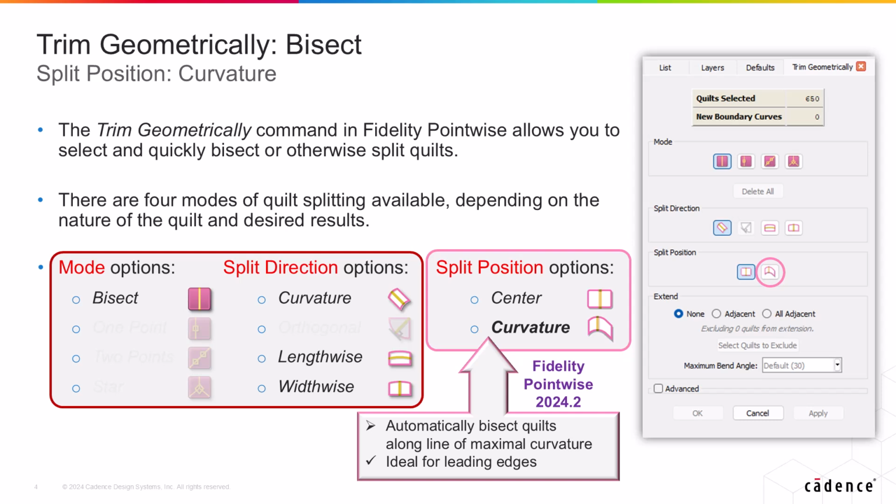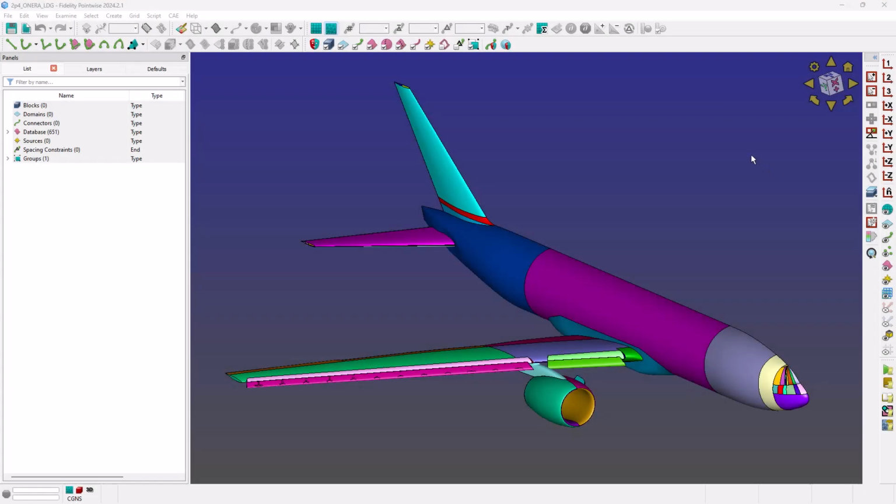This works great for most quilts with a somewhat symmetric curvature distribution, but we now have a new option for split position called Curvature. This option allows you to automatically bisect quilts along the line of maximal curvature, which makes it ideal for trimming along leading edges or stagnation lines for wings or blade geometries. So let's see this new split position option in action.